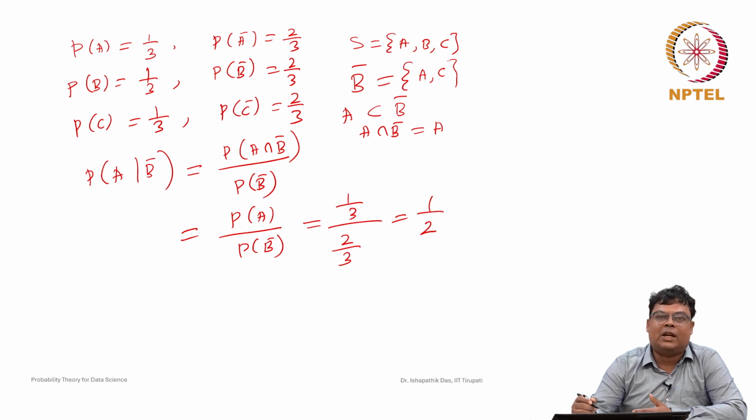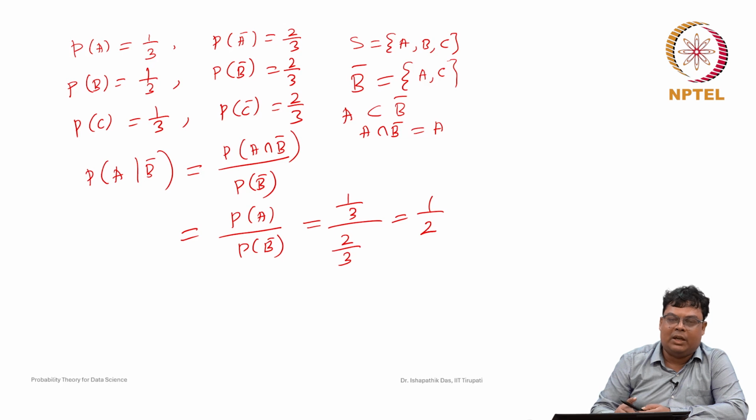From the intuition, if it is informed that B will not be executed, then there are only two members, A and C. Out of A and C, one will be executed, so they are equally likely, and the probability is 1 by 2. From the definition also we get that. These are very simple examples to understand the idea. More examples we will discuss, and also some more theorems.